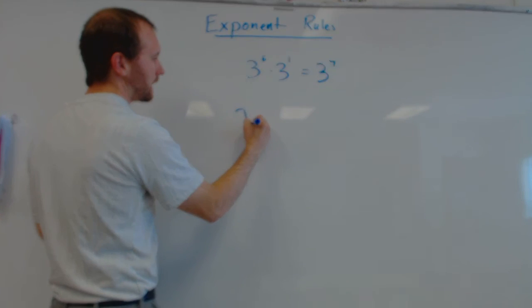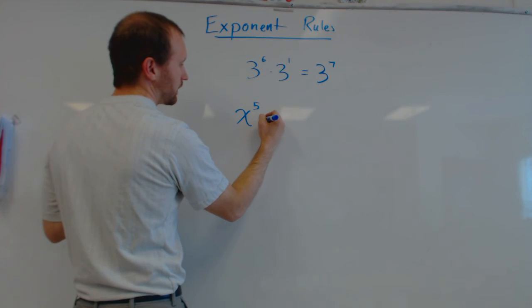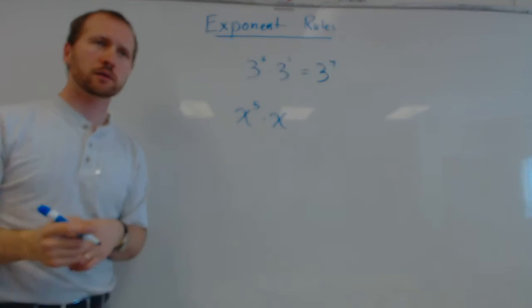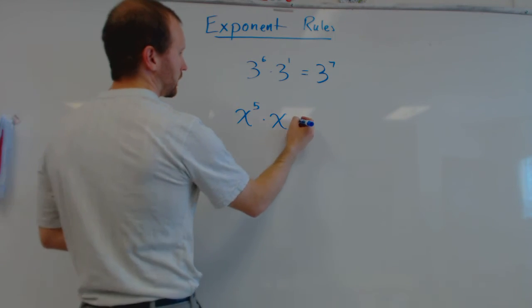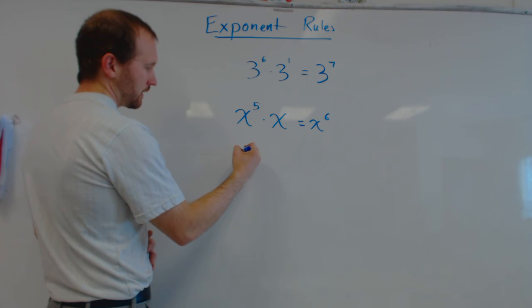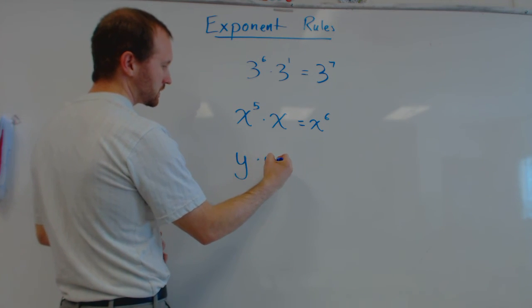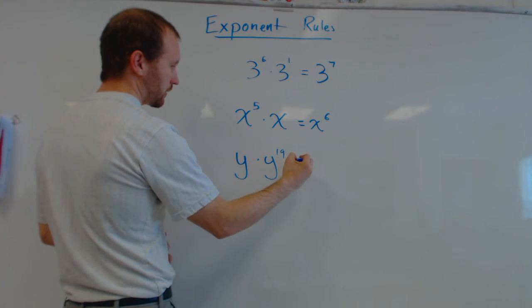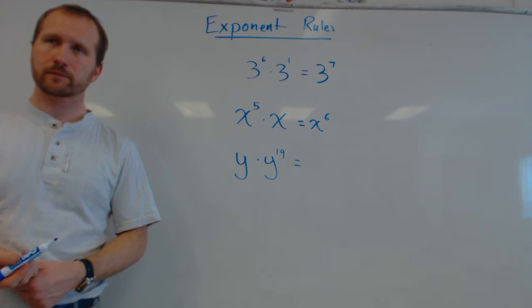What if I had this? x to the 5th times x. x to the 6th. What if I had this? y times y to the 19th power. y to the 20th.